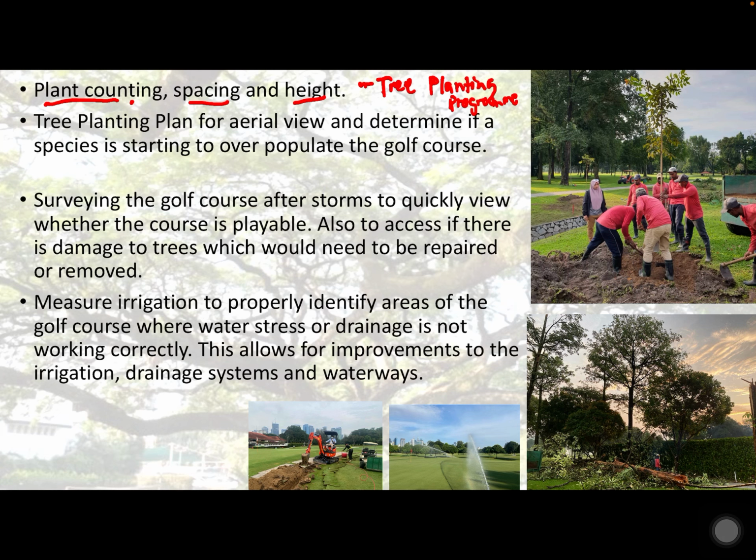Then the tree planting plan for the aerial view. We also can determine if a species is starting to overpopulate the golf course, which is crucial for us in terms of keeping the golf course so that it will be played smoothly.